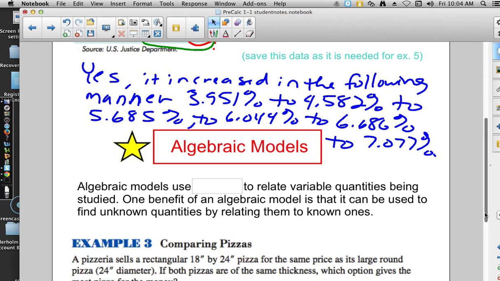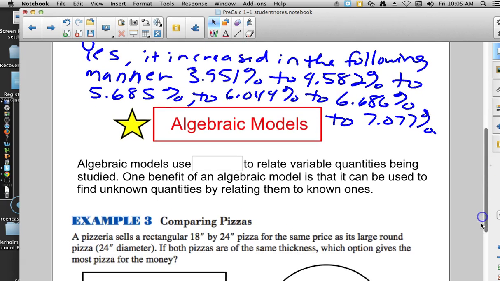Now, we probably want to save this data for example 5. So when we put some more stuff in here, let's try not to go over the top of what we already have. Chances are pretty good we're going to get to example 5 today, so let's just make sure we store that stuff in there and don't mess with it.